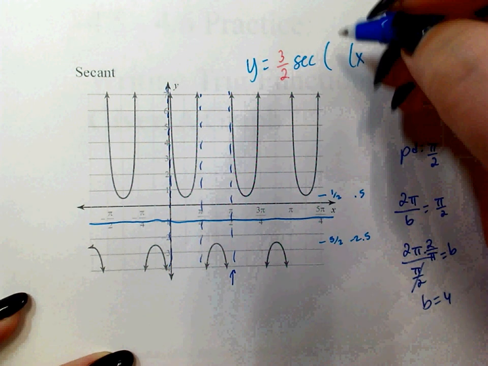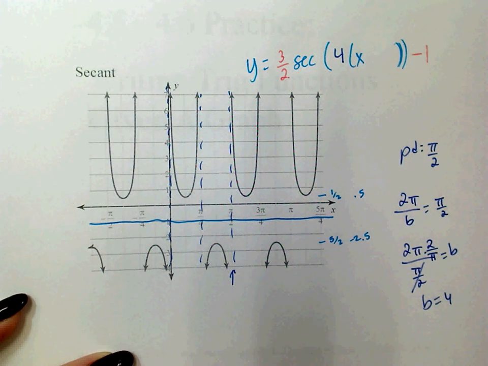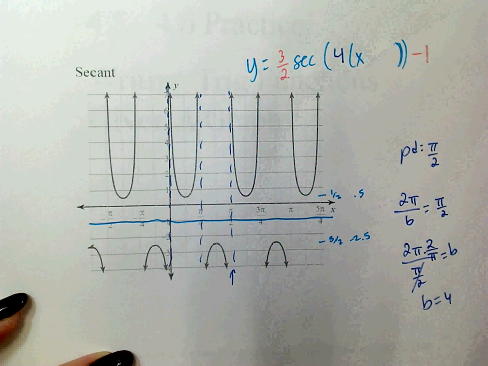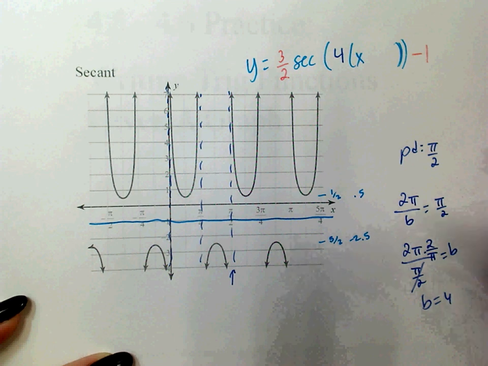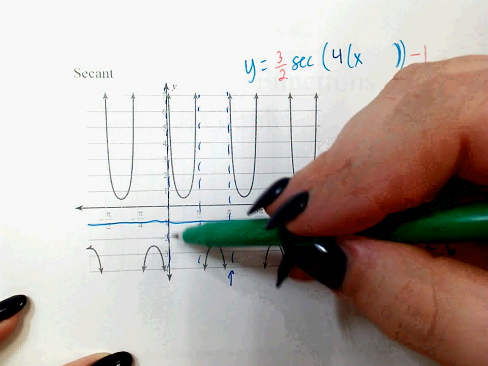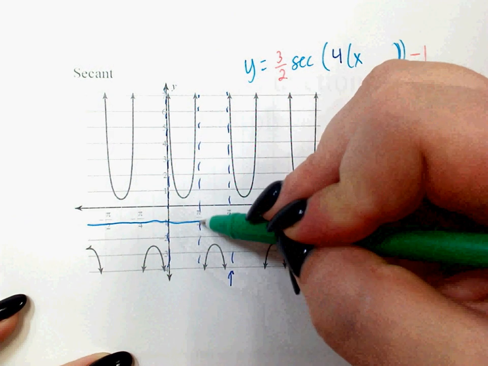So I'm going to put a 4 right there. So the last part is just figuring out what kind of phase shift I have. Right off the bat, it kind of looks like a cosecant wave just because it looks like I could easily put a sine wave right there.